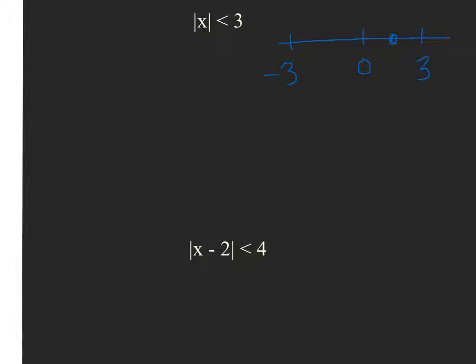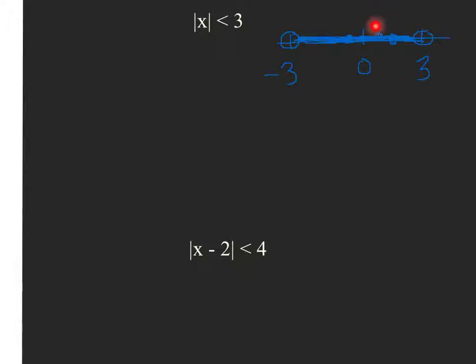So it could be right here, it could be right here, it could be at 0, it could be over here. It's somewhere in between 3 and negative 3. And it's not including 3 and it's not including negative 3. Look at this picture. It looks like a compound inequality and statement.